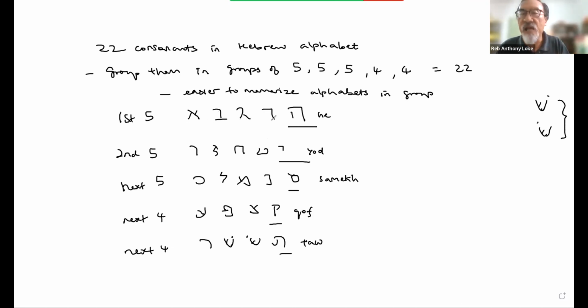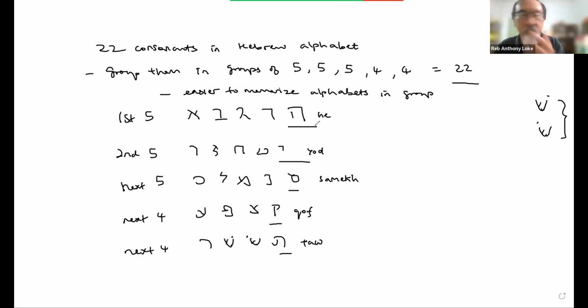Aleph, Beth, Gimel, Daleth, Hey, you pause. Waw, Zai, Het, Tet, Yod, you pause. Kaf, Lamed, Mem, Nun, Samekh, you pause. Ayin, Pe, Sade, Qoph, pause. Resh, Shin, Sin, Tau, pause. It's easier like that than trying to memorize all 22 entirely. Okay, doing it in 5-5-5-4-4 is much easier, and then you can even sing it through.